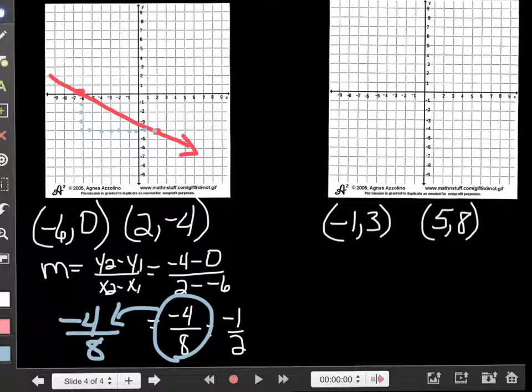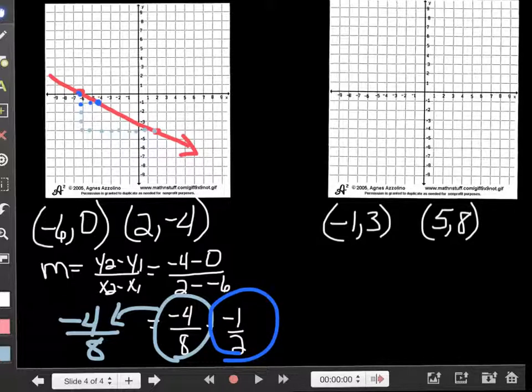Again, if we start at the ordered pair negative 6, 0, we can go down 1, negative 1, and then positive 2, and that falls on the line, and so that is the same slope. Negative 1/2 is the same as negative 4/8. It's negative, therefore we know it's going down to the right. Pretty important stuff right there too. If the slope is negative, the line will be falling to the right.